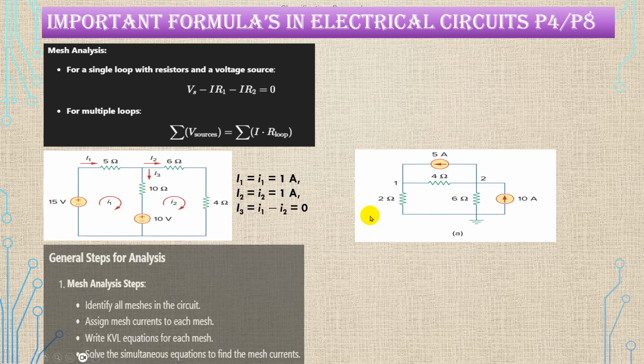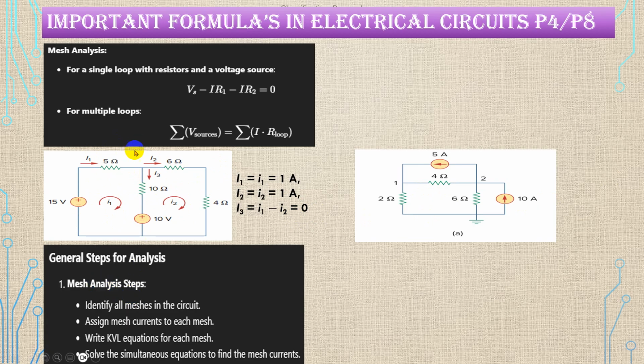Now coming to the node. Okay, before that, what are the steps we have to follow for mesh analysis? The mesh analysis steps: first, identify all meshes in the circuit. How many meshes are there, meaning loops? Mesh here means loop. In this circuit we have two loops, and we have to identify them first. Then assign mesh currents to each mesh, meaning I will assume this first one as I1 and this one as I2. Always use the clockwise direction so that it is easy for the calculation. Clockwise or anti-clockwise, you can use either, but use the same convention for all the loops, all the meshes.